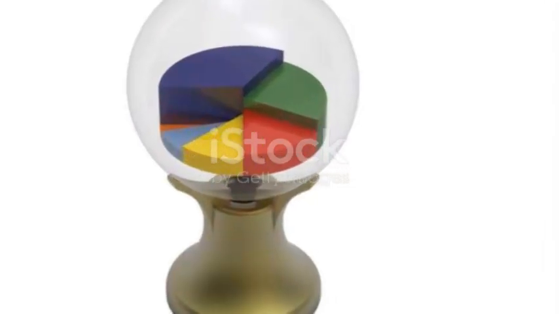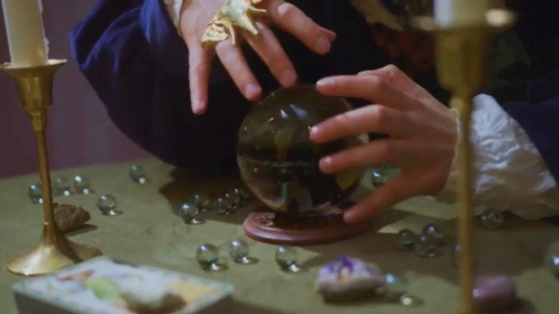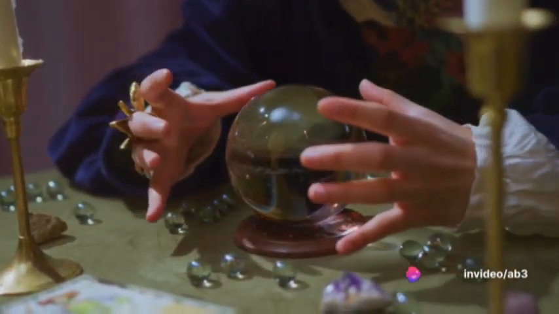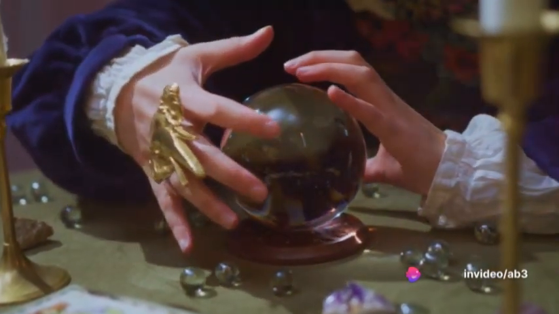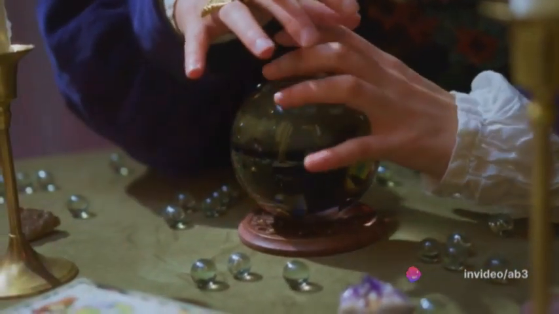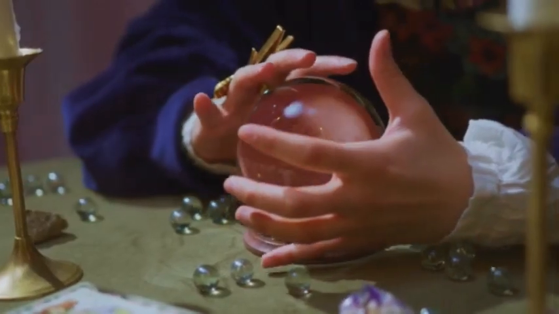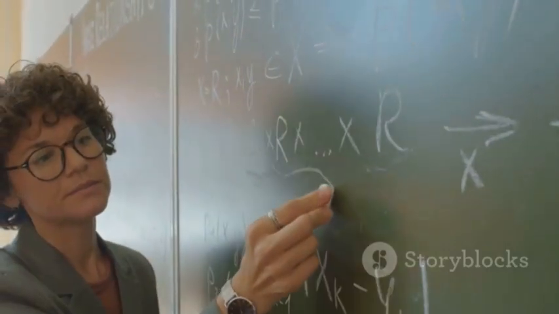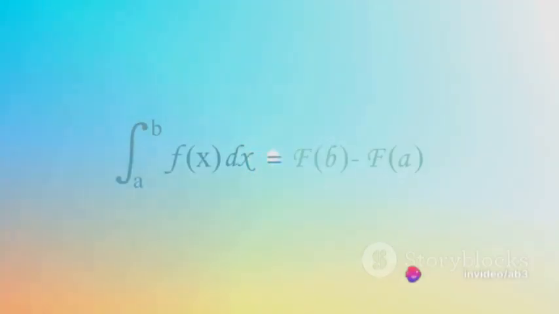This equation is our crystal ball, allowing us to predict the future, or at least the future as it relates to our variables. The regression equation in simple linear regression takes on the form y equals alpha plus beta x, or y equals a plus bx for short. Each component in this equation has a special role. Let's break it down. First, we have y.